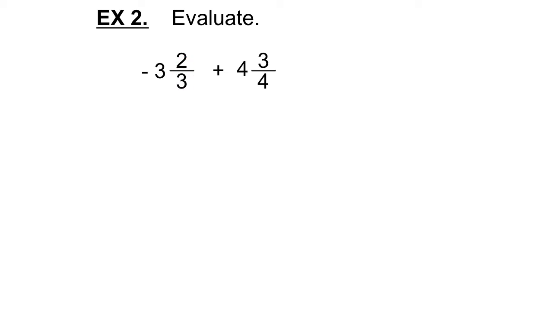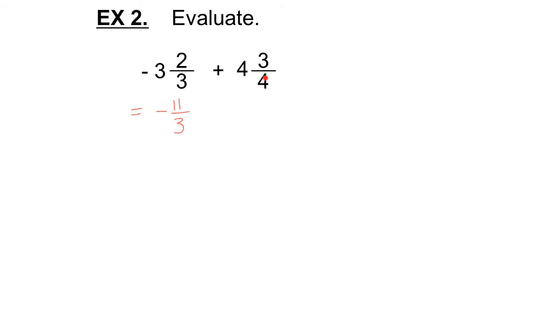So how many thirds is that? Well, each whole number is 3/3. So here we have 9/3 with 2/3 more. So 9 plus 2 is 11. We have 11/3. So this -3 2/3 is -11/3. 4 3/4. Well, how many quarters is that?